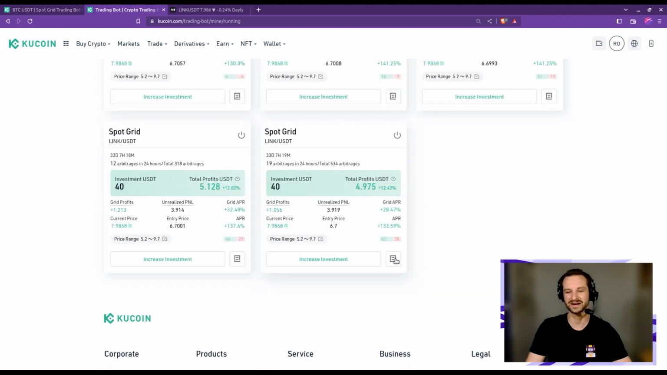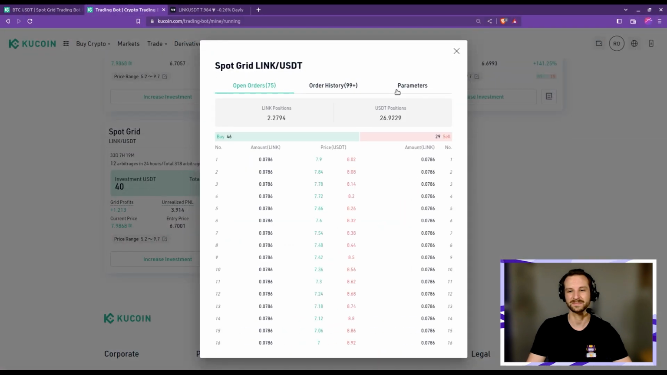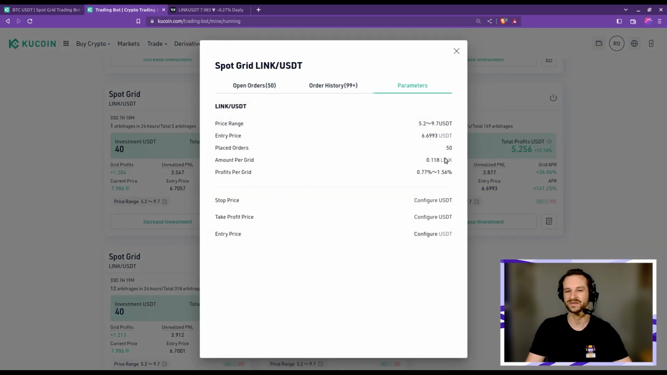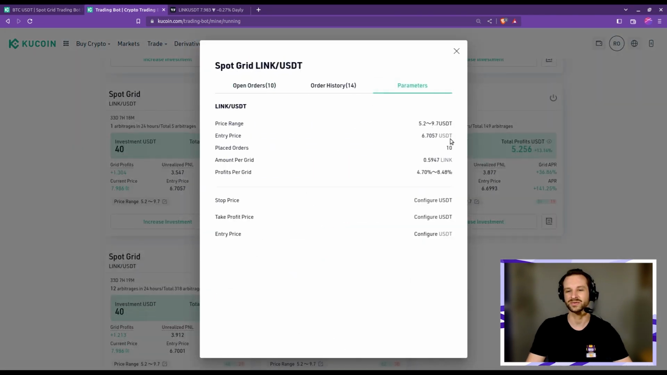You can see that this one is 100, so let me go to parameters, 100, this one 75. So I changed by increments of 25. This one is 50. That one 25. And then I went another little step further to this one that's 10.